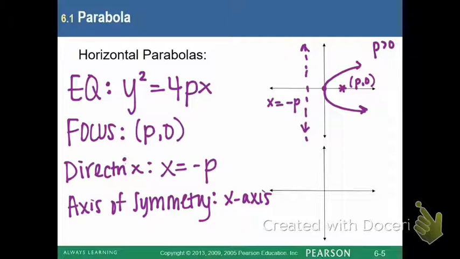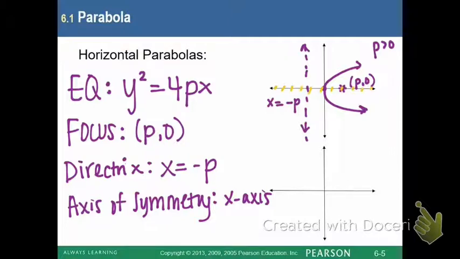And then I'll go ahead and show it on this one. The axis of symmetry is going to be the x-axis here. It's the line that cuts through the vertex and the focus, right? It cuts the parabola right in half. Normally we don't draw that in, but sometimes they'll ask for it.